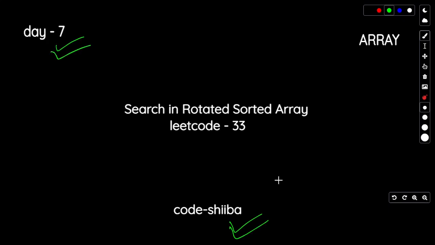The problem that we need to solve today is search in a rotated sorted array, and it is LeetCode problem number 33. So let's check out the problem and see what it is.